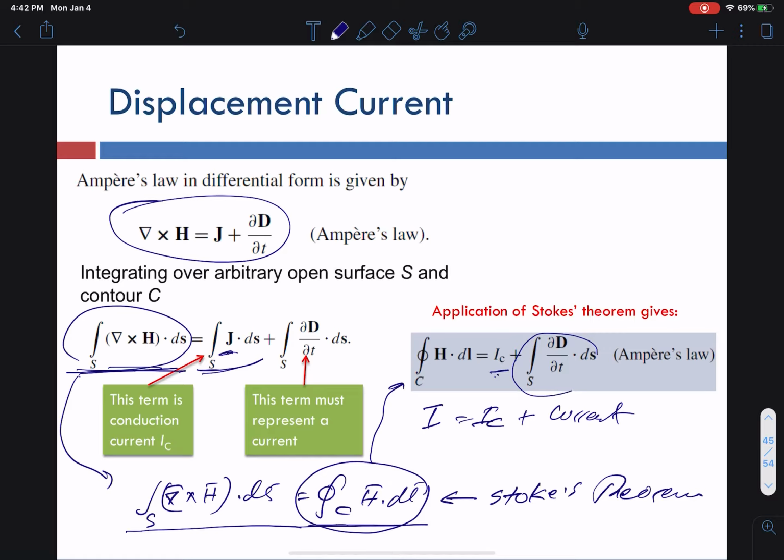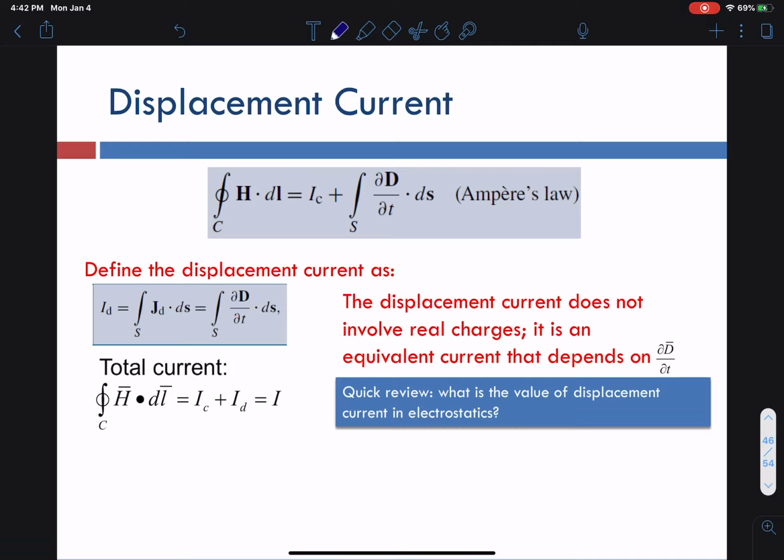And what is this other term then? This side is the total current. We have a current IC, the conduction current, and there is another current over here. Maxwell came across this term in 1873, when he was working on his force equation. He named this term displacement current. Displacement current does not involve real charges, but it acts like a real current.